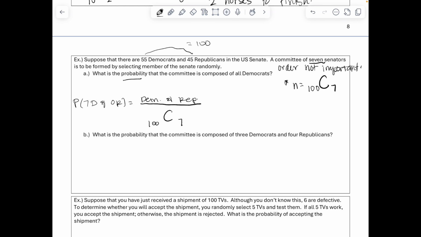Since we're still dealing with committees, we still have a C, since order is not important to us. The Democratic people we're going to look at first. There was a total of 55 Democrats we can select from, and we are selecting 7 since it says all Democrats. Whereas the Republicans, there are 45, and we don't want any Republicans to be selected for Part A. The word and is going to mean multiplication. So we need to substitute all of this in on our calculator.